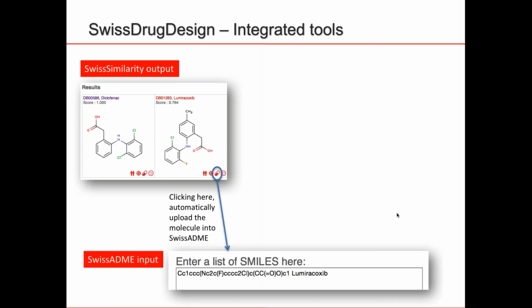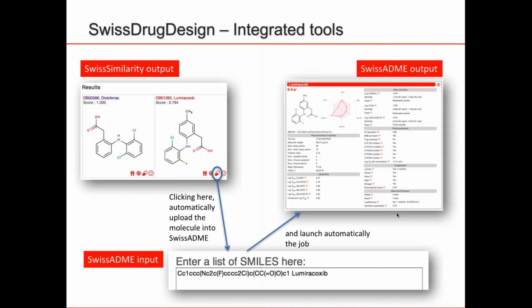Everything will be automatic. It's already in place for the newest tools like Swiss Similarity. For instance, here you see an extract of the Swiss Similarity output page. You have icons next to every single molecule in those output pages. If you click on the pills, you transfer the small molecule automatically to Swiss ADME and you get the results after a few seconds, which means that to get the ADME results of a given molecule in another tool, you just need to click on one icon and wait a few seconds, so it's very convenient.